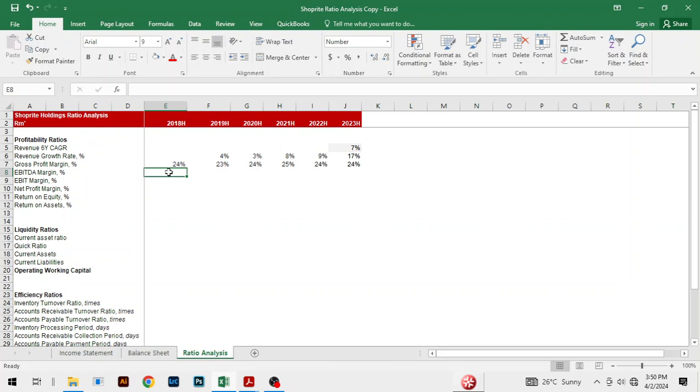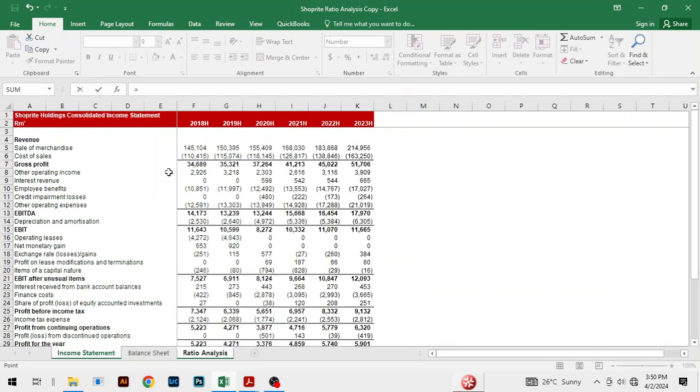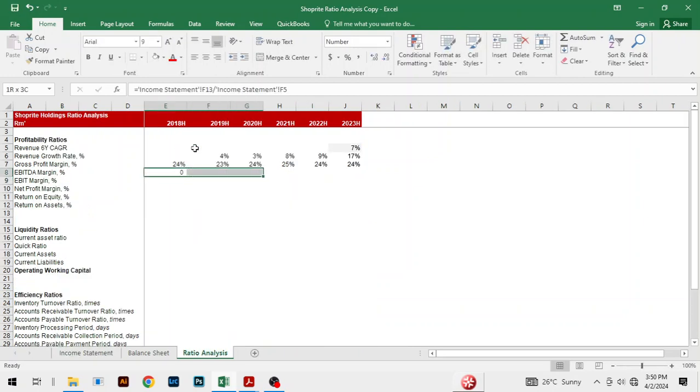So here we've got the EBITDA margin. We just go to the income statement, select the EBITDA, divide it by revenue, and then copy that to the right. So we turn that into a percentage, and let's do this for EBIT.